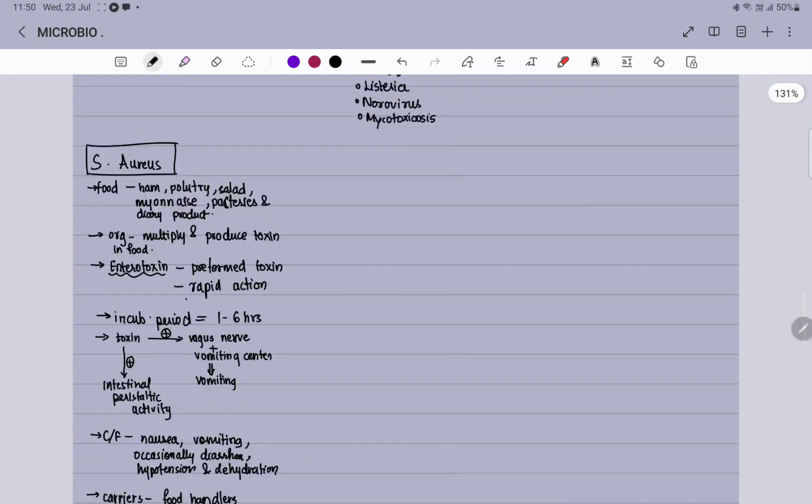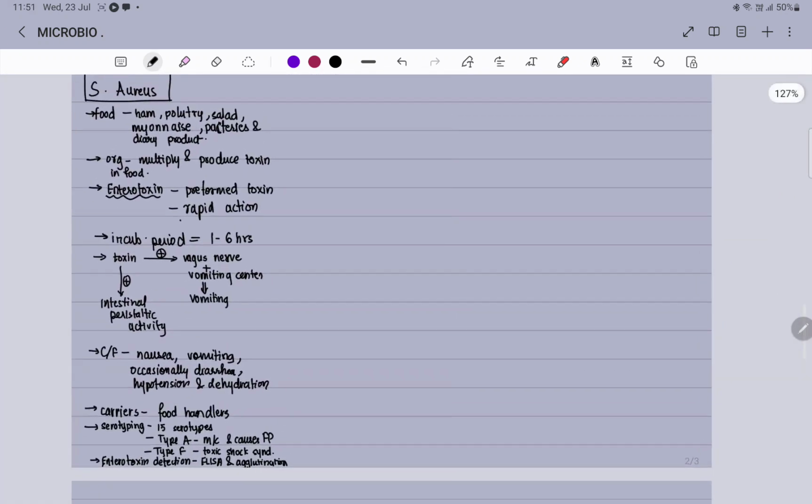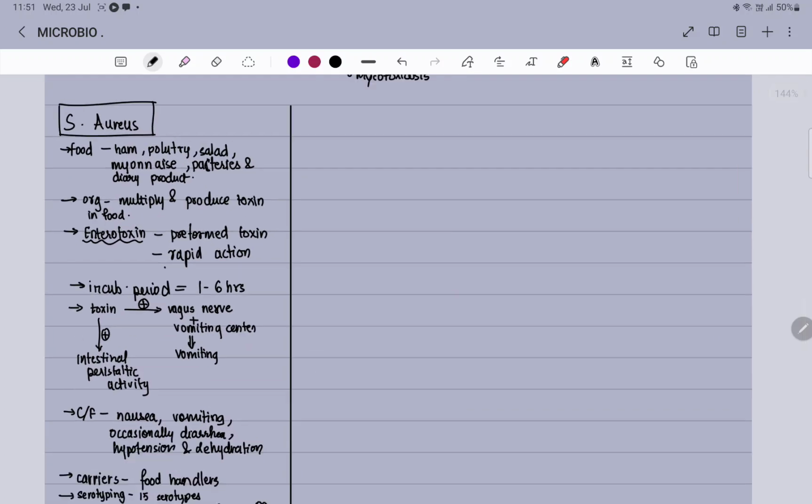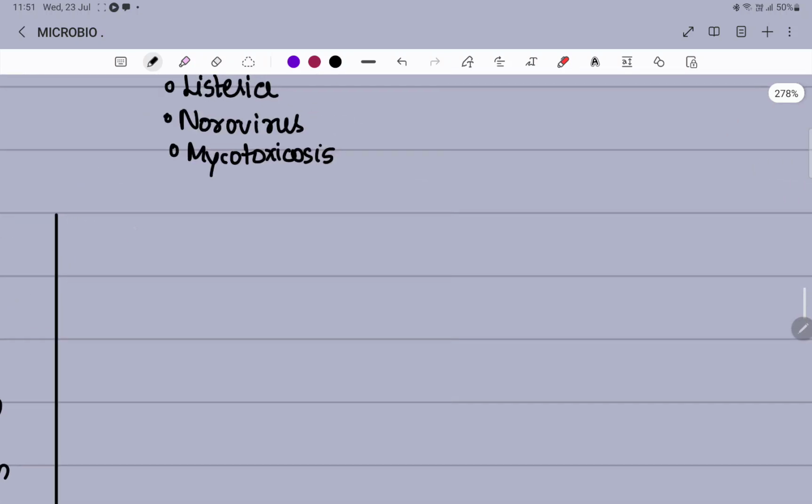So this is all about S. aureus. Okay, we will then talk about Bacillus cereus. As I said, let us talk about Bacillus cereus. Very interesting thing, Bacillus cereus.